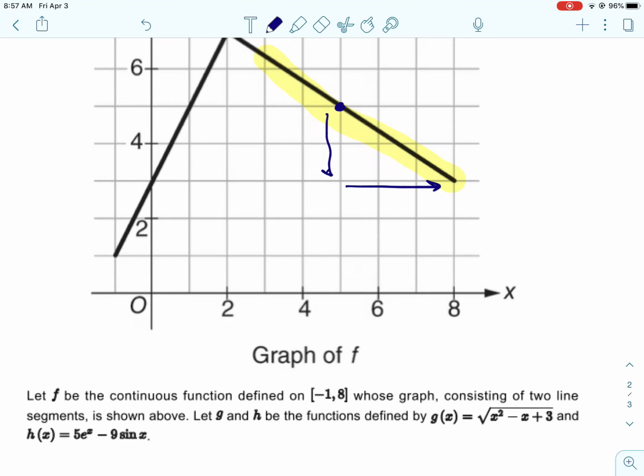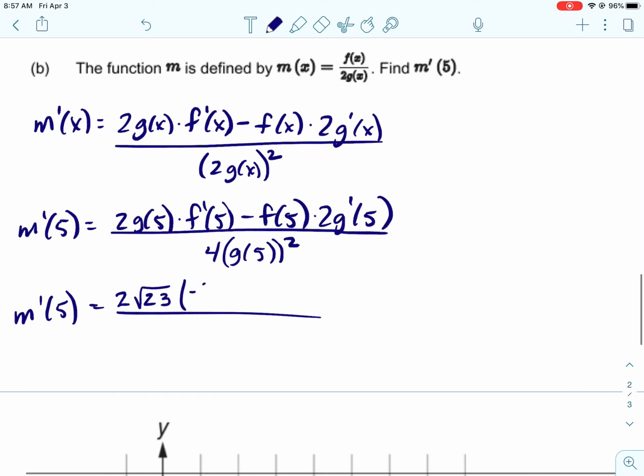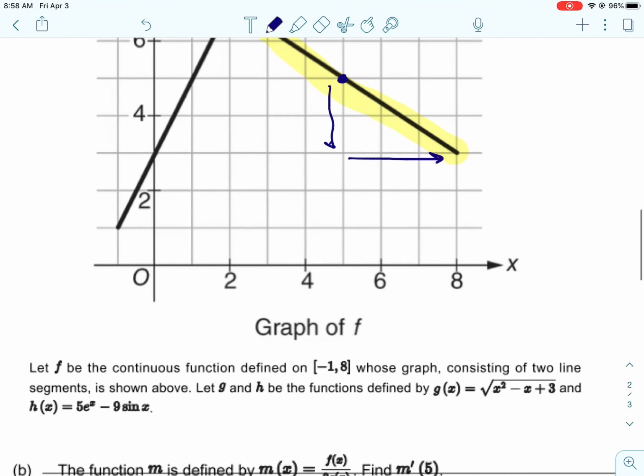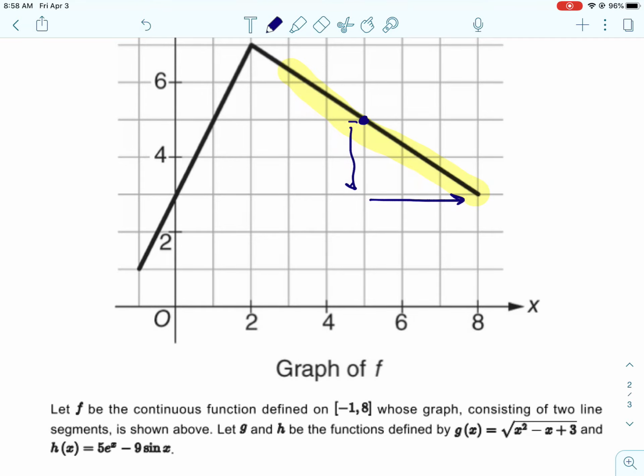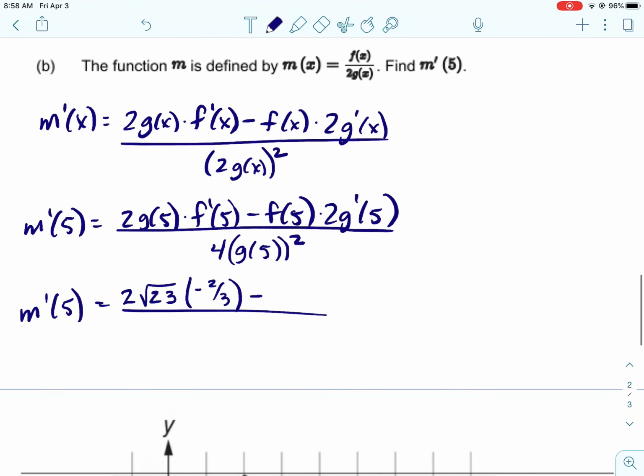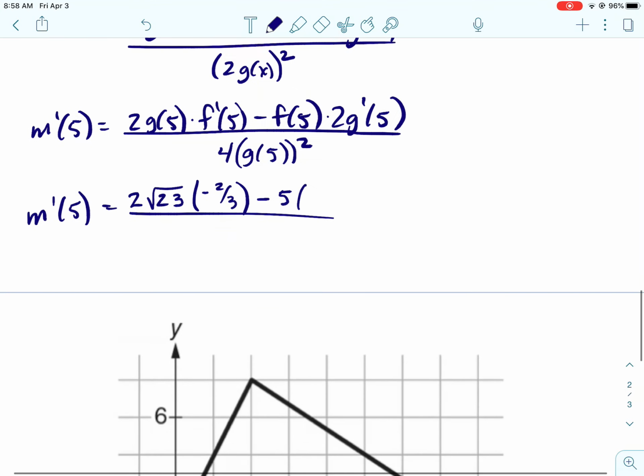And then for f prime of 5, we're going to go to the graph, go to 5, find the slope of this line. So it looks like it's going to be negative 2/3. All right, and then f of 5, same thing, go to the graph, and we want the value of this point, and that is 5. Right, and then 2 times g prime of 5. I'm going to let the calculator do that.